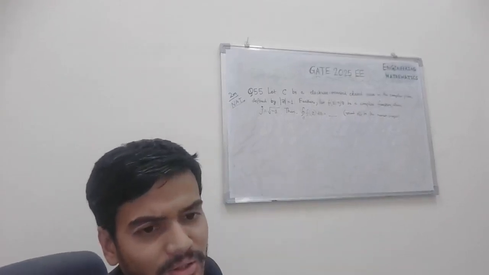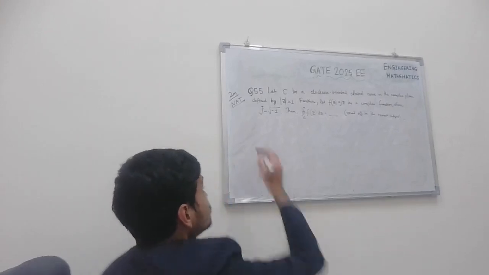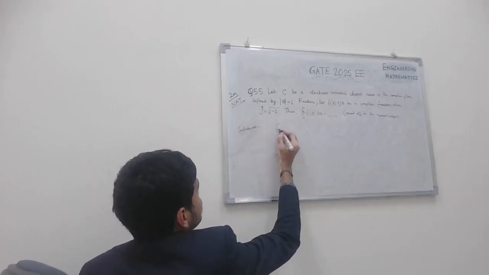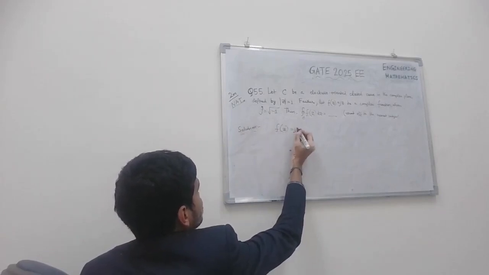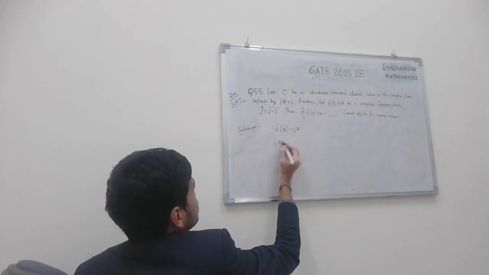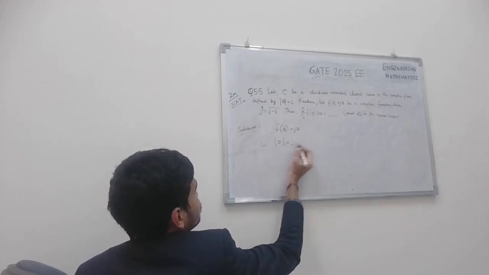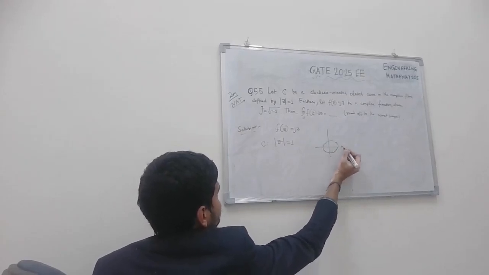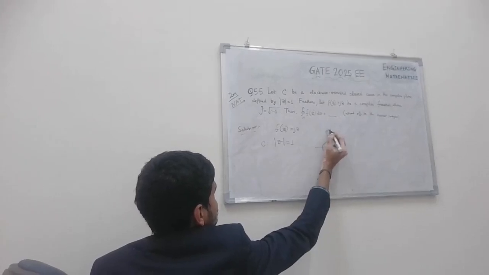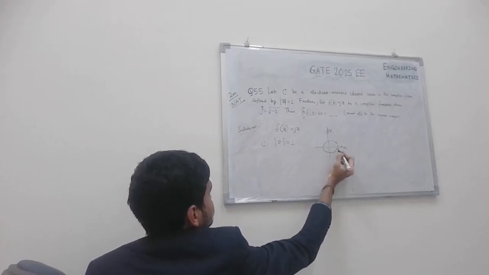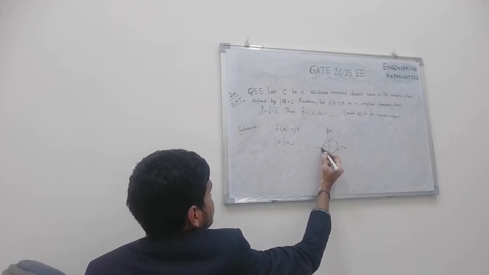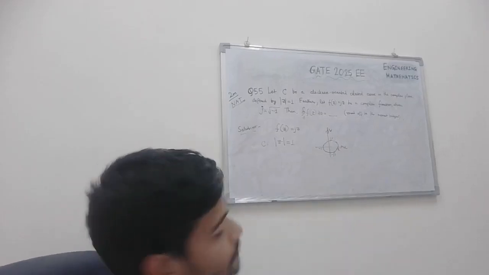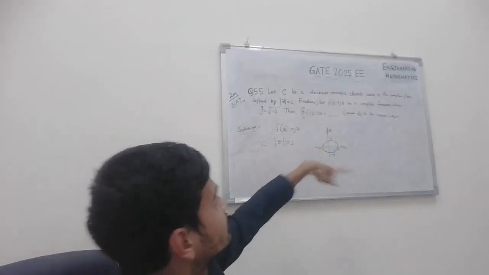So basically, you have to use the Cauchy residue theorem. We know the function is a complex function. The contour is the unit circle.